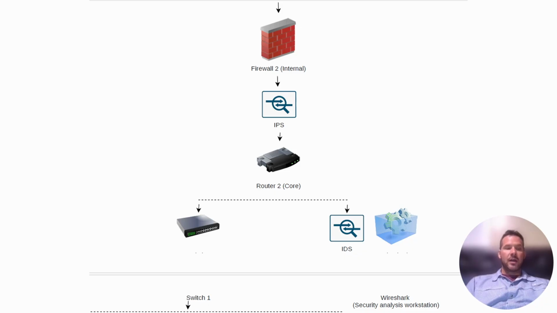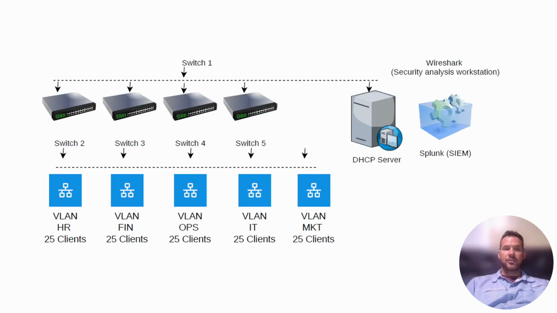For monitoring, an intrusion detection system, or IDS, is connected to the network. This allows it to observe traffic without interfering with it. The IDS detects suspicious activity and generates alerts. We've got it hooked up to Wireshark here. It's our security analysis workstation to pull that data. So our core switch is going to pass traffic along to these other 4 switches.